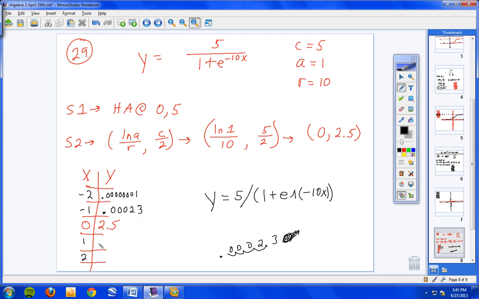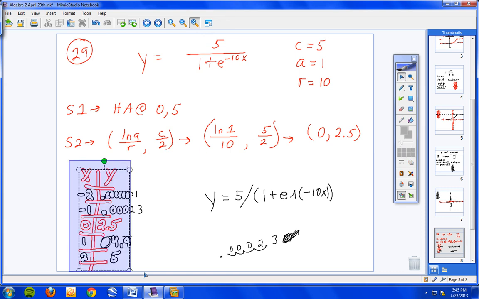Let's go on to 1. 1 gives you an output of 5. I'm going to round that to 5. And then 2 has an output of 5 again. So I have to be very careful. I'm going to put 4.9 repeating for number 1, and then for number 2 I'm going to put a 5. So there we go. There's my table of values, and now I'm totally ready to sketch the graph.